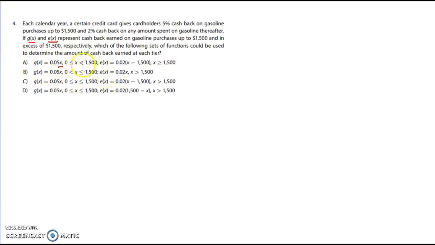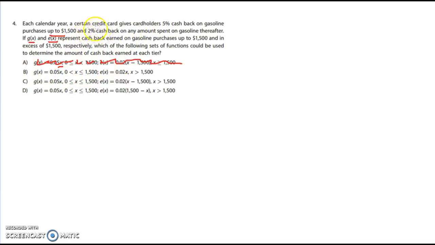Can we eliminate anything? Well, it looks like we can get rid of the first one, because notice this. It says anything from 0 to less than 1,500, but all the rest of them say less than or equal to 1,500, and the problem says up to 1,500. So that means we know that can't be right, just right off the bat. All right, so it's got to be one of these three here. All of those functions are identical with the g part: 5% when x, the amount of money being spent, is between 0 and $1,500. Okay, so let's move on to the next one.